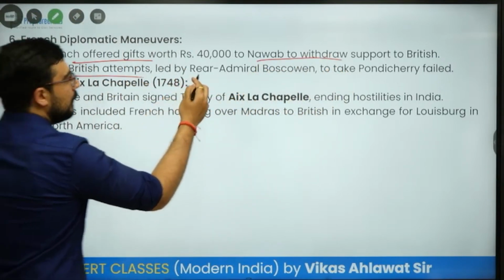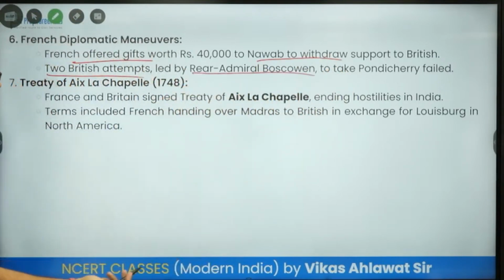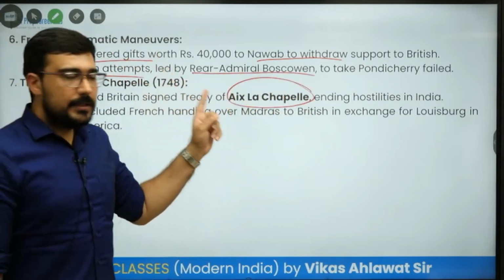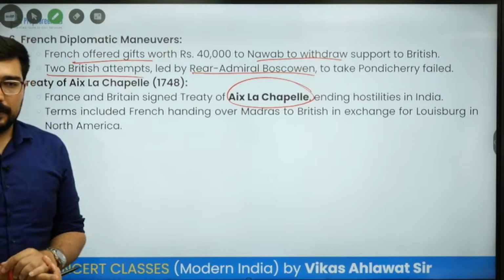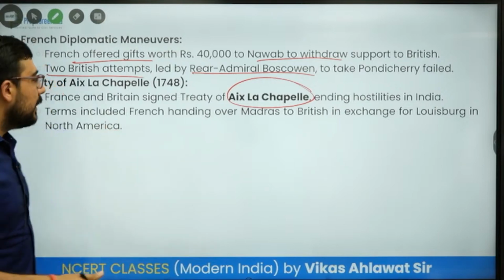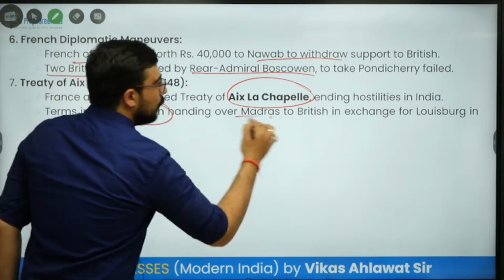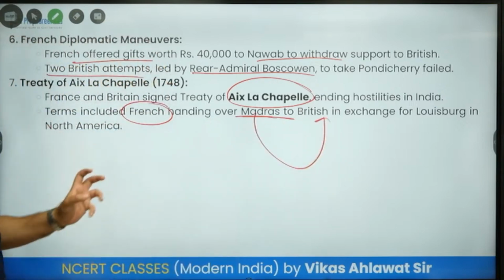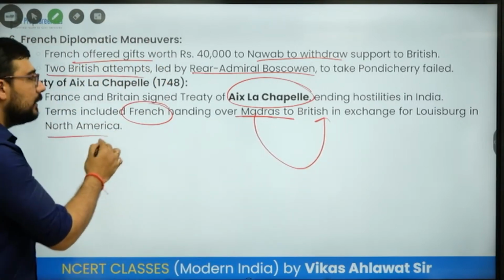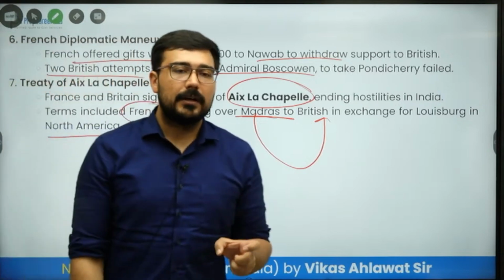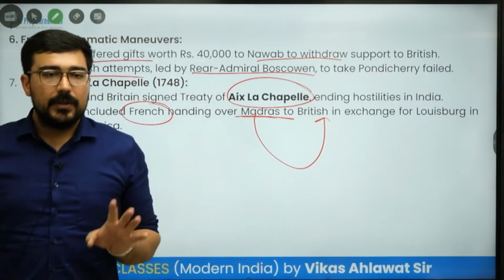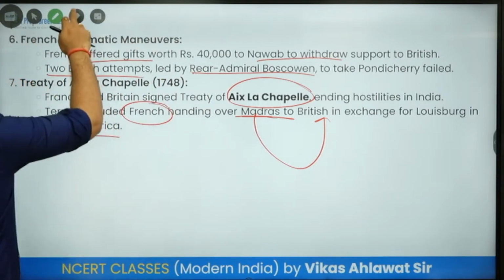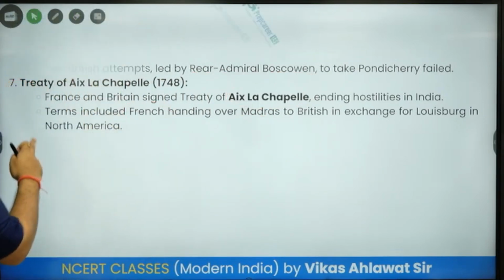Two British attempts led by the Admiral to take Pondicherry failed. And finally, when peace came in Europe, the treaty known as Aix-la-Chapelle was signed. Once this was signed, Madras, which the French were controlling, was given back to the British. But this whole first war revealed one thing, that the Indian kings were not strong enough, and could be easily taken for a ride. बस मौका आपको चाहिए, and this was bound to happen in the next episode.